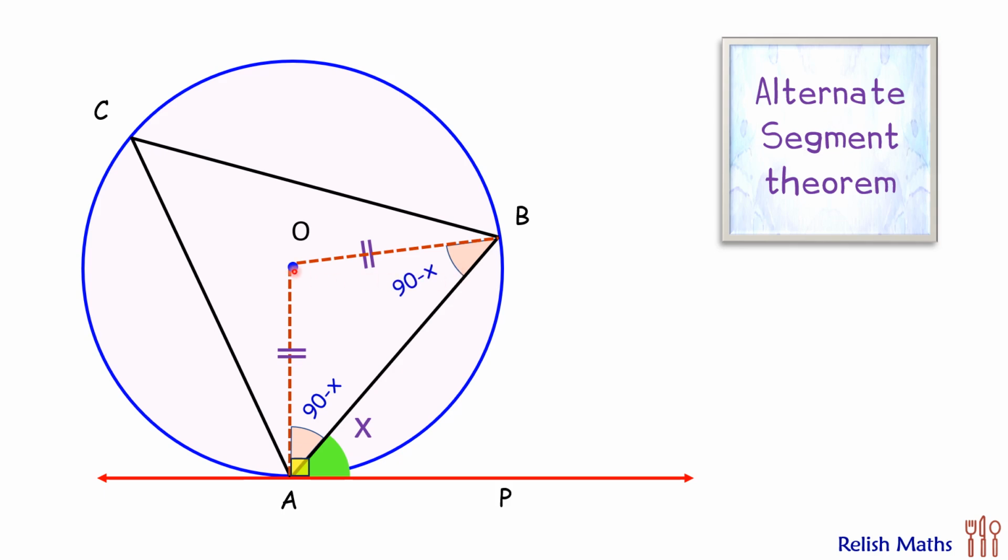By angle sum property in triangle OAB, we get angle O as 2x, and we know that a chord subtends twice the angle at center as it subtends on the circumference in the same segment, and thus angle C here will be x degrees, and that's our proof.